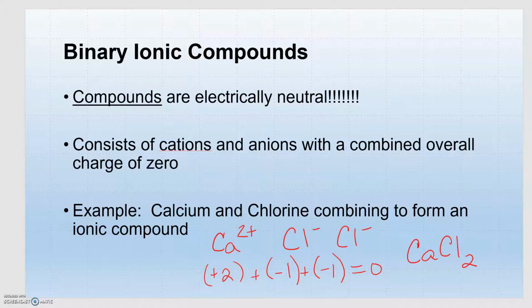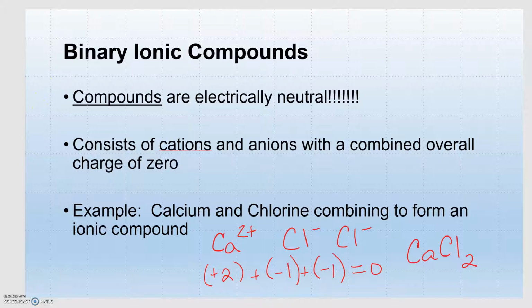Okay, all right, binary ionic compounds. So binary, like a bicycle, binary means we have two. We're going to have two different elements. So what makes an ionic compound different than a covalent compound? There's a couple things to look for, but what it really amounts to is an ionic compound has ions.